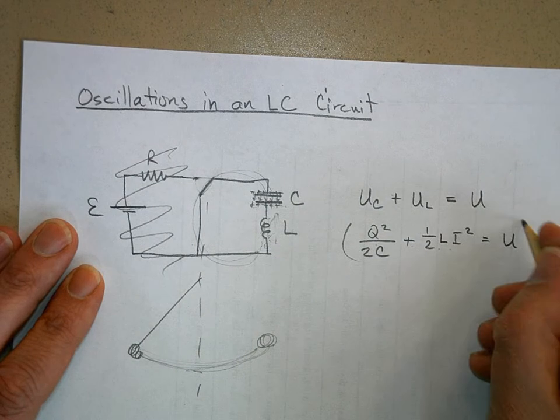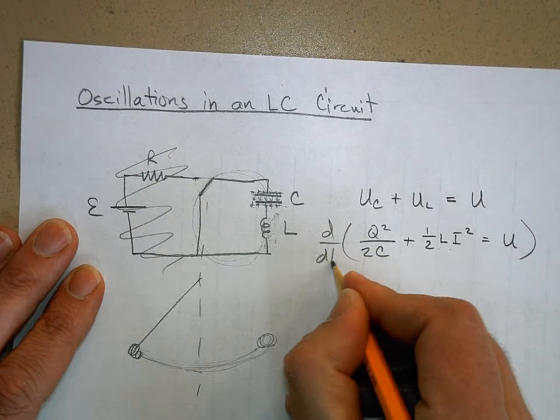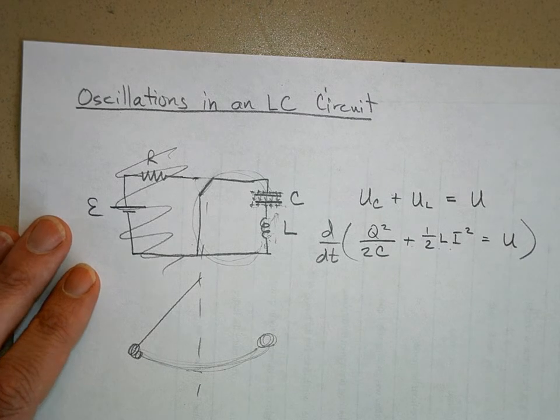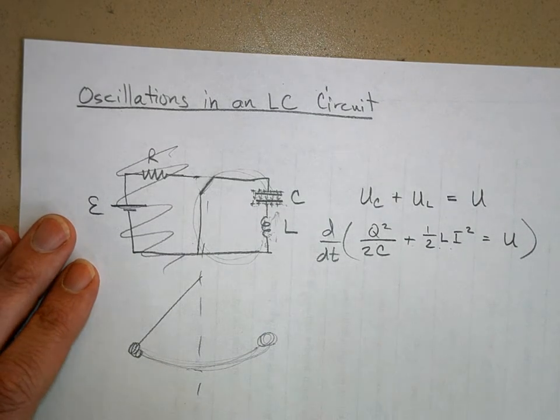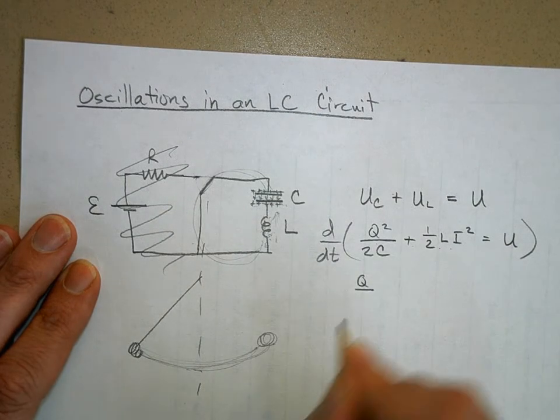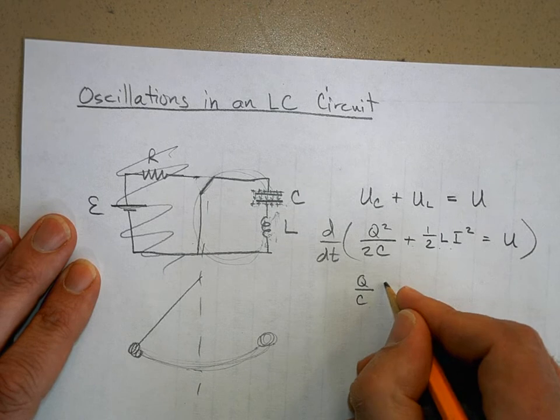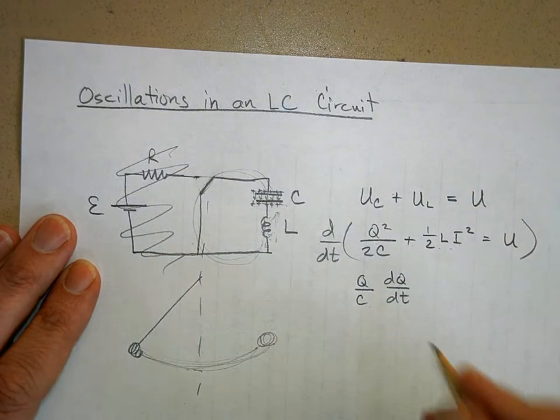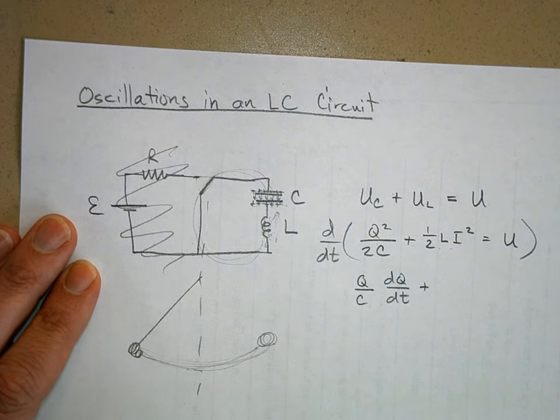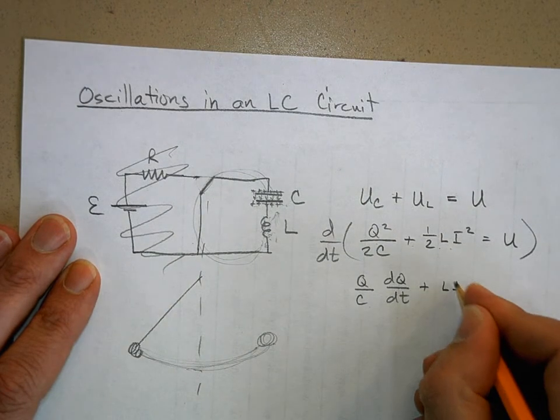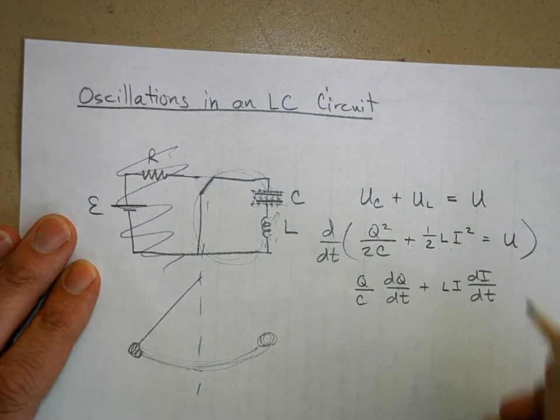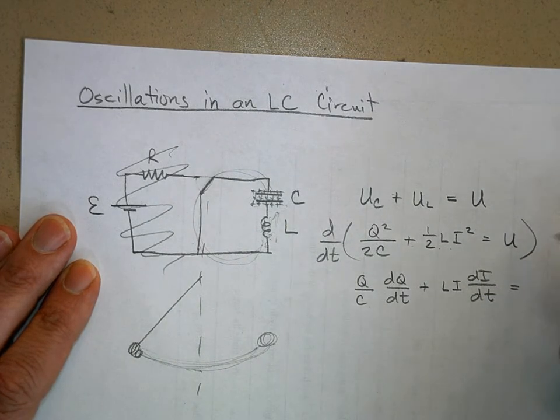So then I'm going to take the time derivative of this. Now I'm just going to go through this. Take the time derivative of this. It's not bad. It's just going to be Q over C times dq dt, plus, and this is going to turn out to be Li di dt. Now, when I take the time derivative of a constant, I get 0.